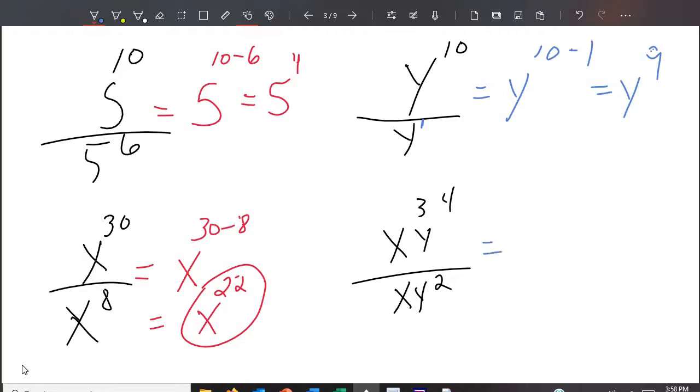Now this one's got 2 variables. An easy way to think of this is however many x's you have in the bottom, you're taking that many from how many you have in the top. So I've got x cubed up top, I got 1x in the bottom, I take 1 away from 3, and I'm left with x squared. I got 4y's up top, 2 in the bottom, I take 2y's away from the 4y's, and I'm left with y squared.